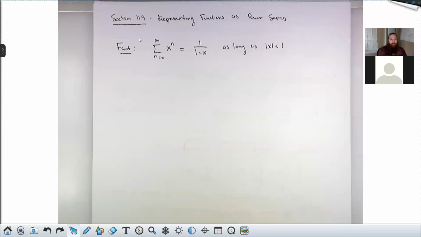So, this guy is a geometric series. His starting term is 1. His common ratio is x. So this series converges to 1 over 1 minus x as long as the absolute value of x is less than 1. This series, this infinite polynomial over here, is equal to this as long as x is between -1 and 1.